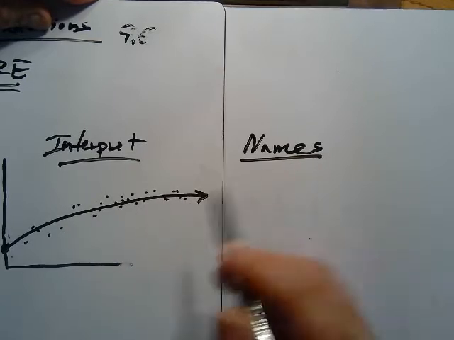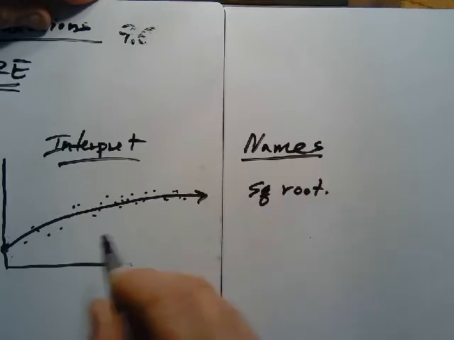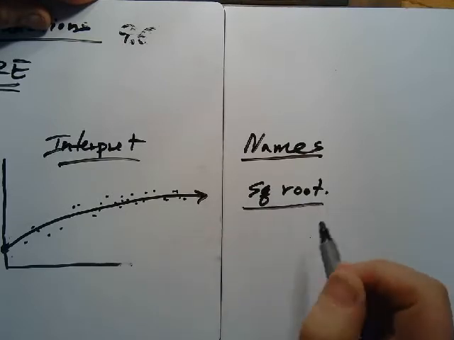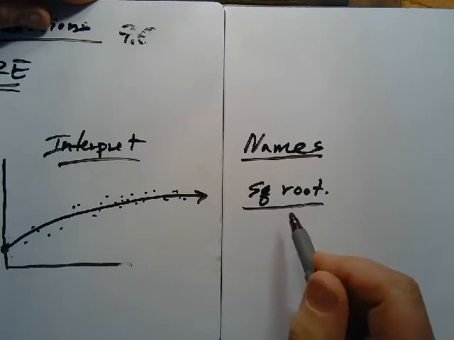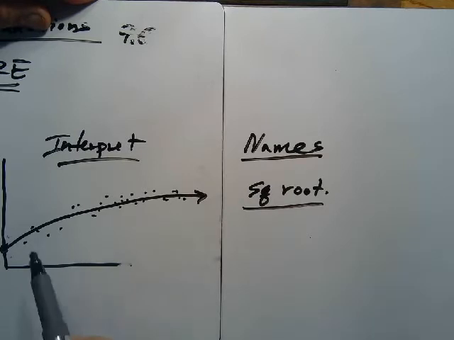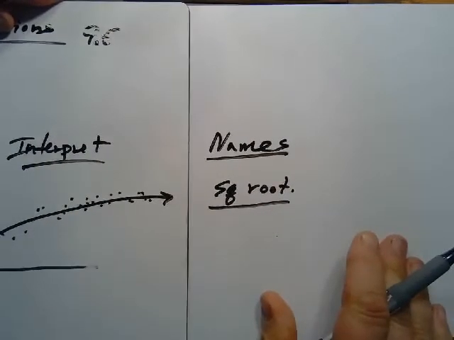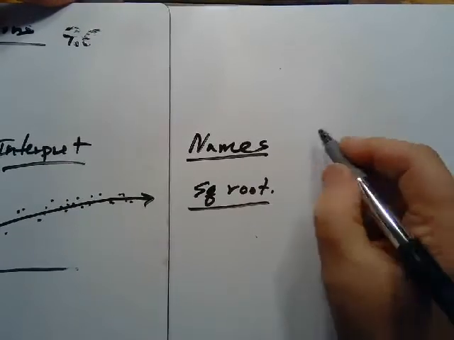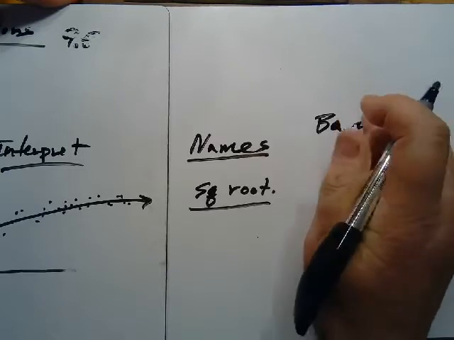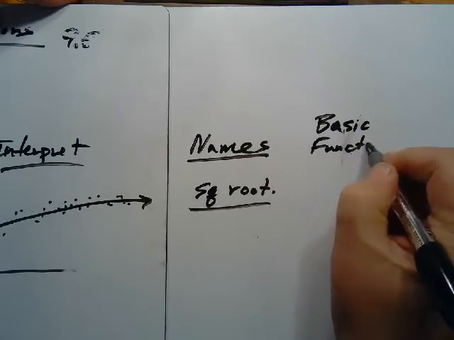Now, I happen to know that this particular curve is the square root function. I recognize it by its picture. A picture is worth 1,000 words. And there are all the different pictures in your book, and they all have different names. So you're going to need to be able to recognize the picture and give it a name. And then finally, once you have a name for it, you have to recognize the basic function. What is the algebraic version of that? The basic function, in other words, the simplest version of it.